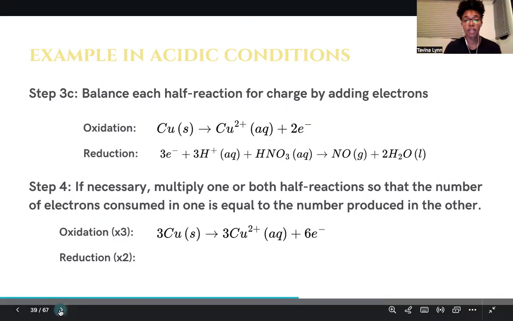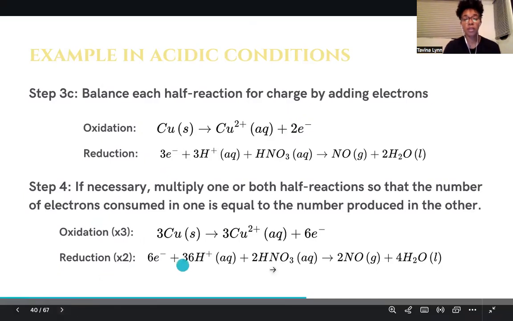So that's our reaction when we multiply it by 3. And then our reduction step, we multiply by 2. This is what we're left with. So now we have 6 electrons, right, that are going to cancel each other out.